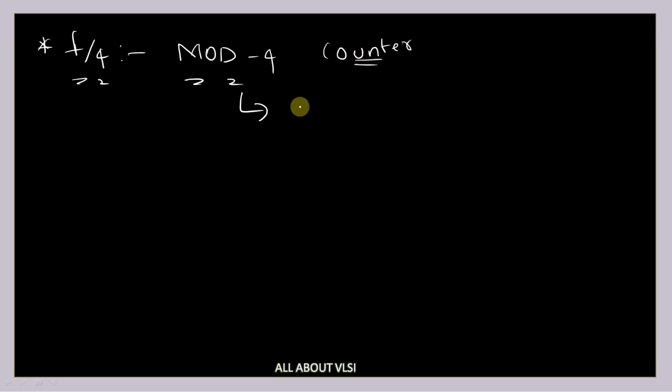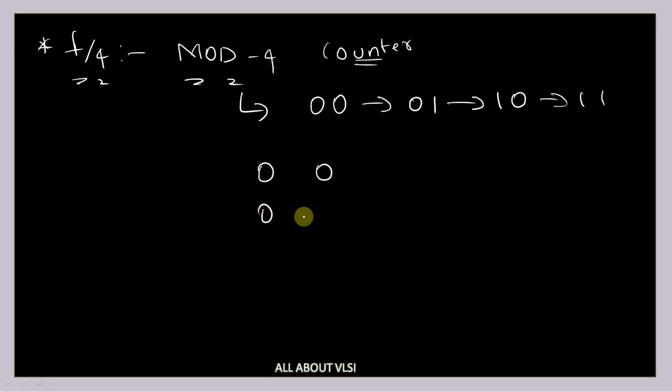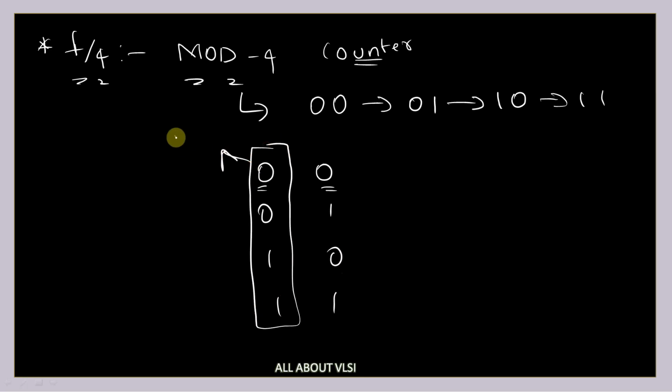In the case of frequency division by 4, in the digital design lectures we have already seen how to implement your f by 4. We will simply take a mod 4 counter. Your mod 4 counter sequence takes 2 bits: 00, 01, 10 and 11. Now I will write it vertically: 00, 01, 10 and 11. This is your LSB bit and this is your MSB bit. If you consider this MSB bit, this is nothing but your frequency division by 4.